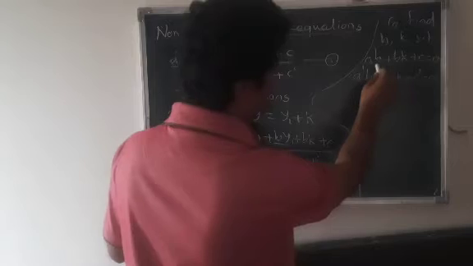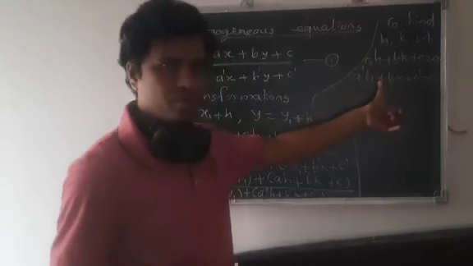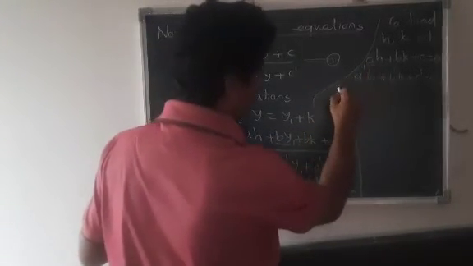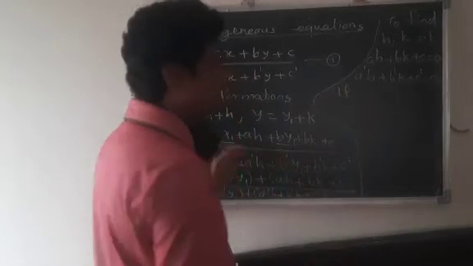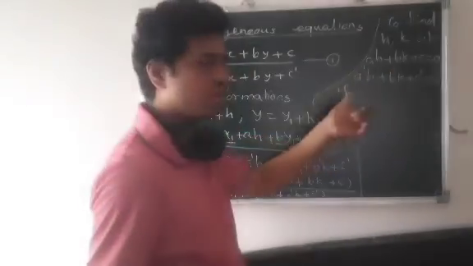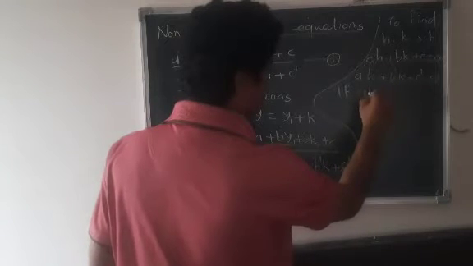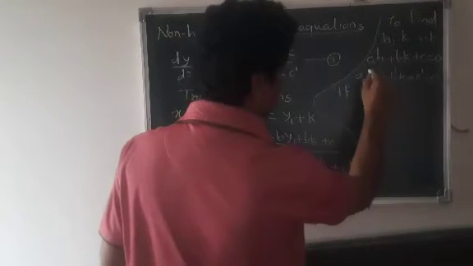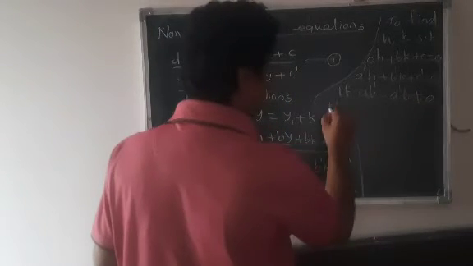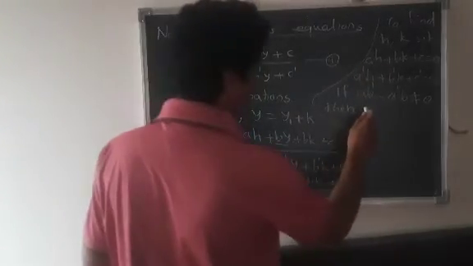So when will this system have a solution? If the determinant of coefficients of h and k is non-zero, then this will have a unique solution. That means if ab dash minus a dash b is non-zero, then this will have a unique solution in h and k.